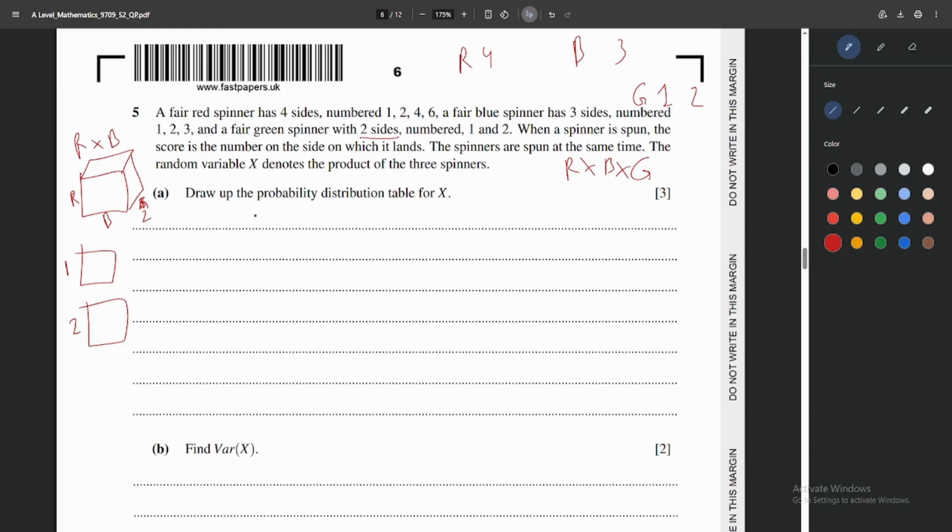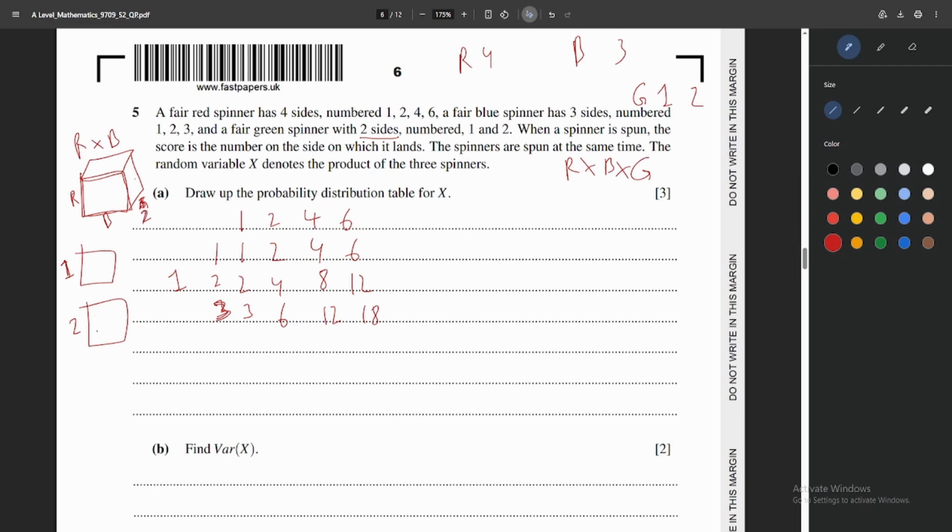So first, the red spinner is numbered 1, 2, 4, and 6, and this blue spinner with 3 sides is numbered 1, 2, 3, and so their products are 1, 2, 4, 6, 2 times 2 is 4, 2 times 4 is 8, 2 times 6 is 12, 3 times 1 is 3, 3 times 2 is 6, 3 times 4 is 12, 3 times 6 is 18. So this is the first box. Why? Because we have two G values, right? 1 and 2. We can say G is 1, so we can think of this as the first one, and the second one is this.